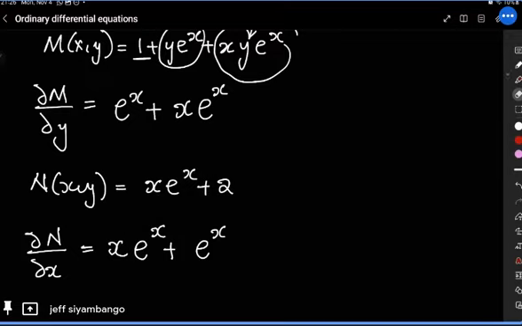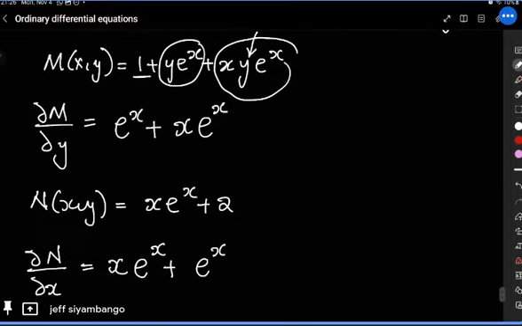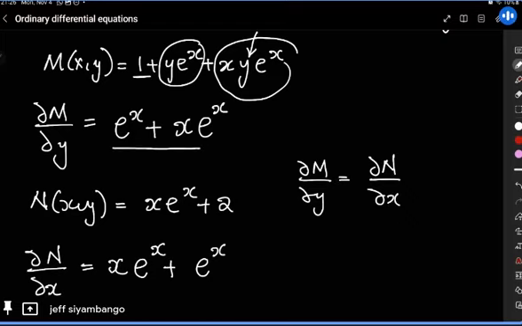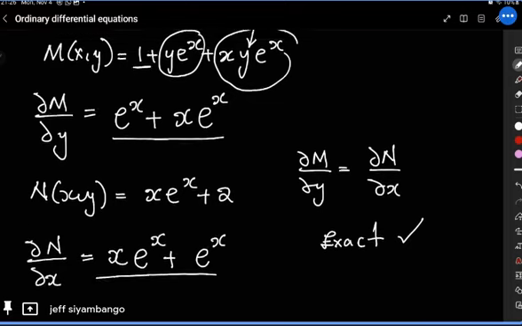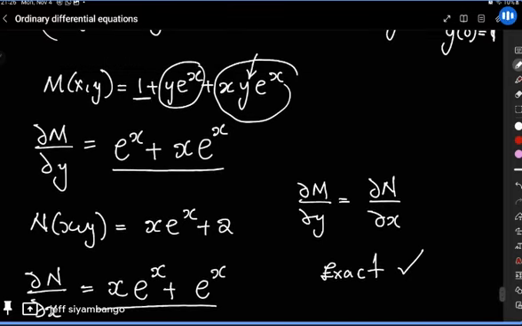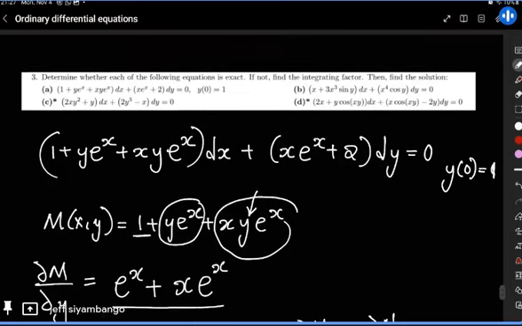Now, is our differential equation exact or not? Let's compare. Is partial M, partial y the same as partial N, partial x? Are they the same? Let's see. e^x plus x e^x, e^x plus x e^x. Yes, they are. So it is exact. So this one is exact. We'll see how best we can work it out now that it is exact, but let's check what else is exact here.